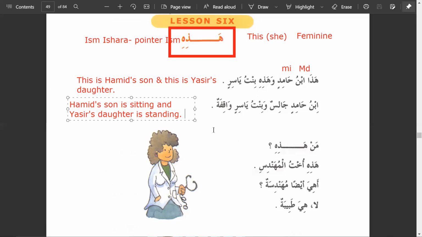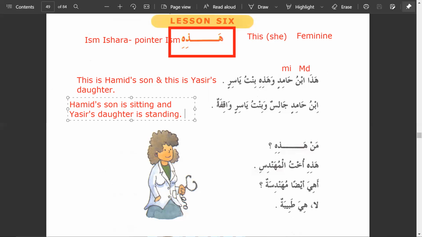Inshallah, this lesson is about Isme Ishara, Hazihi, which is the feminine single pointer ism for near objects. And this lesson is also about the feminine gender overall. So inshallah, we are going to learn the feminine gender in this lesson. Okay. So Bintu Yasirin Waqifatun, Yasir's daughter is standing.